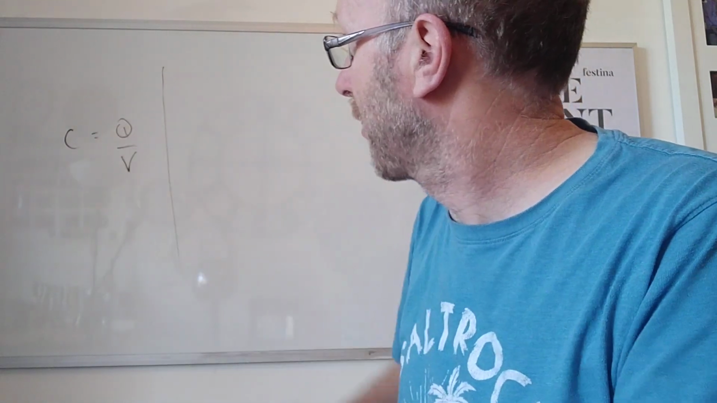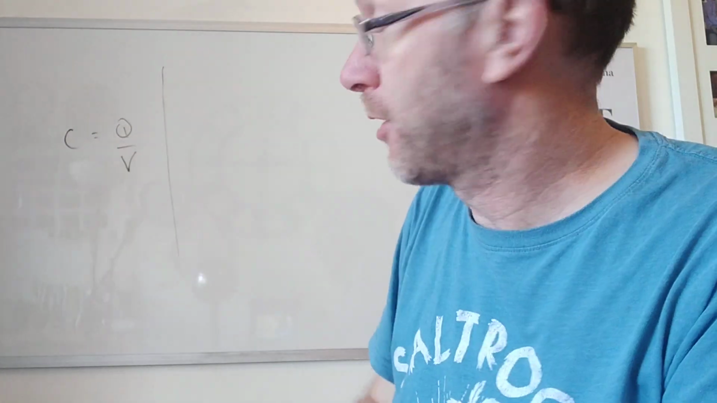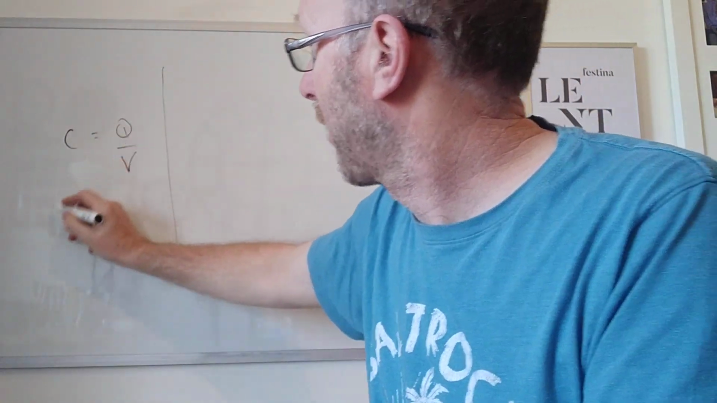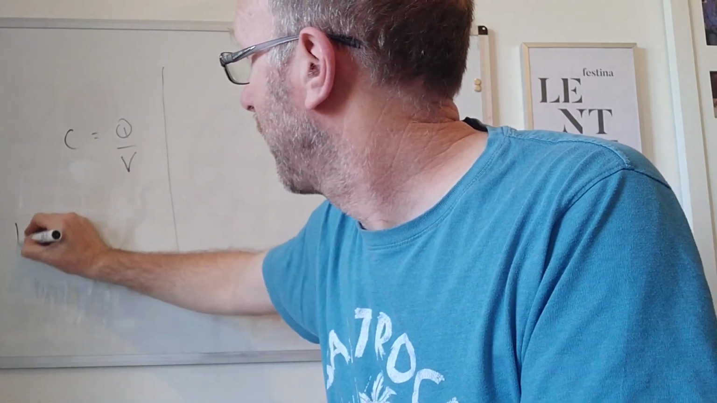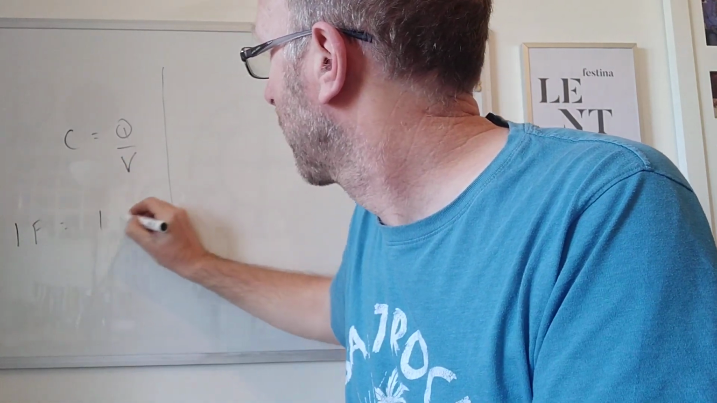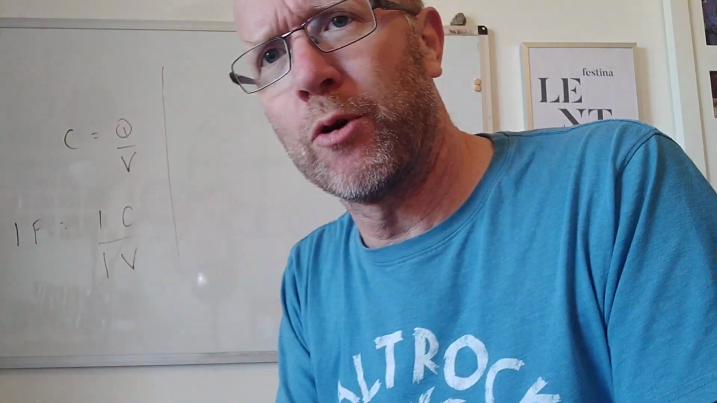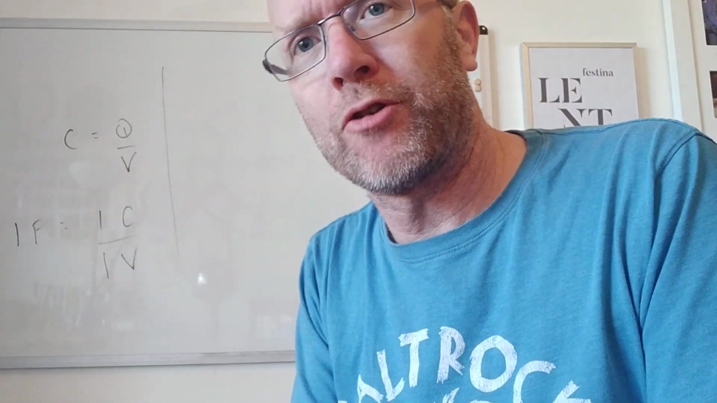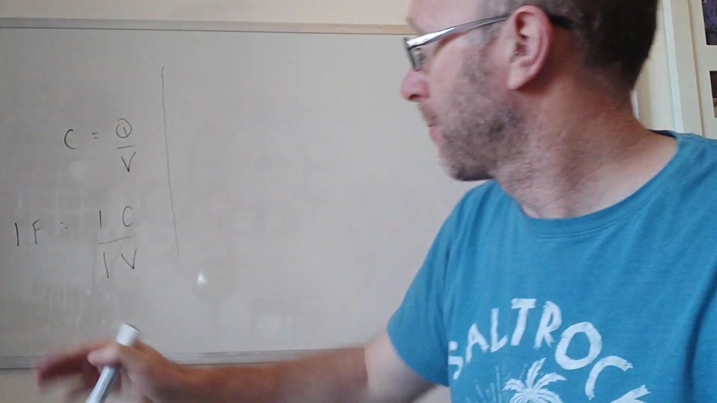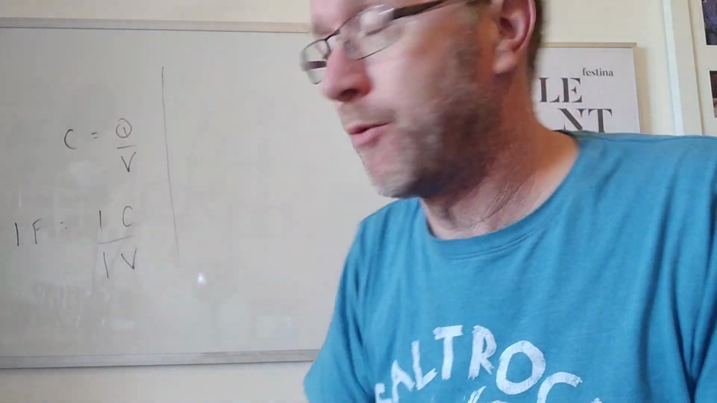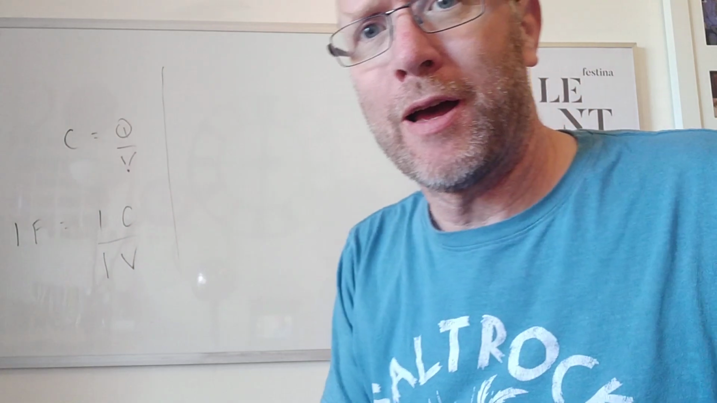From that we can define the farad. Looking at our definitions, 1 farad is effectively 1 coulomb over 1 volt. So when there's a charge of 1 coulomb on each plate for a potential difference of 1 volt across the plates, that's a capacitance of 1 farad. We'll look at calculations on these as we go along.